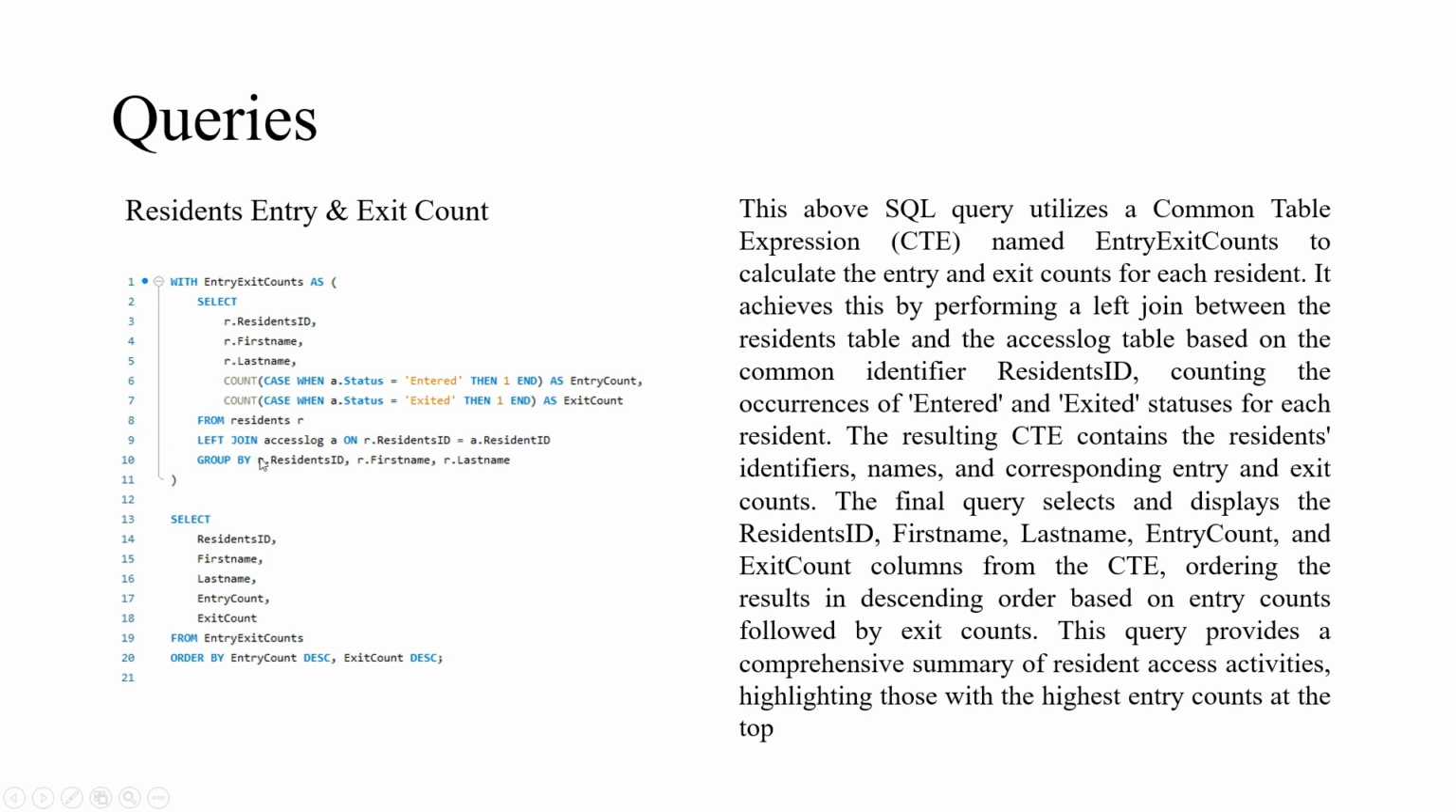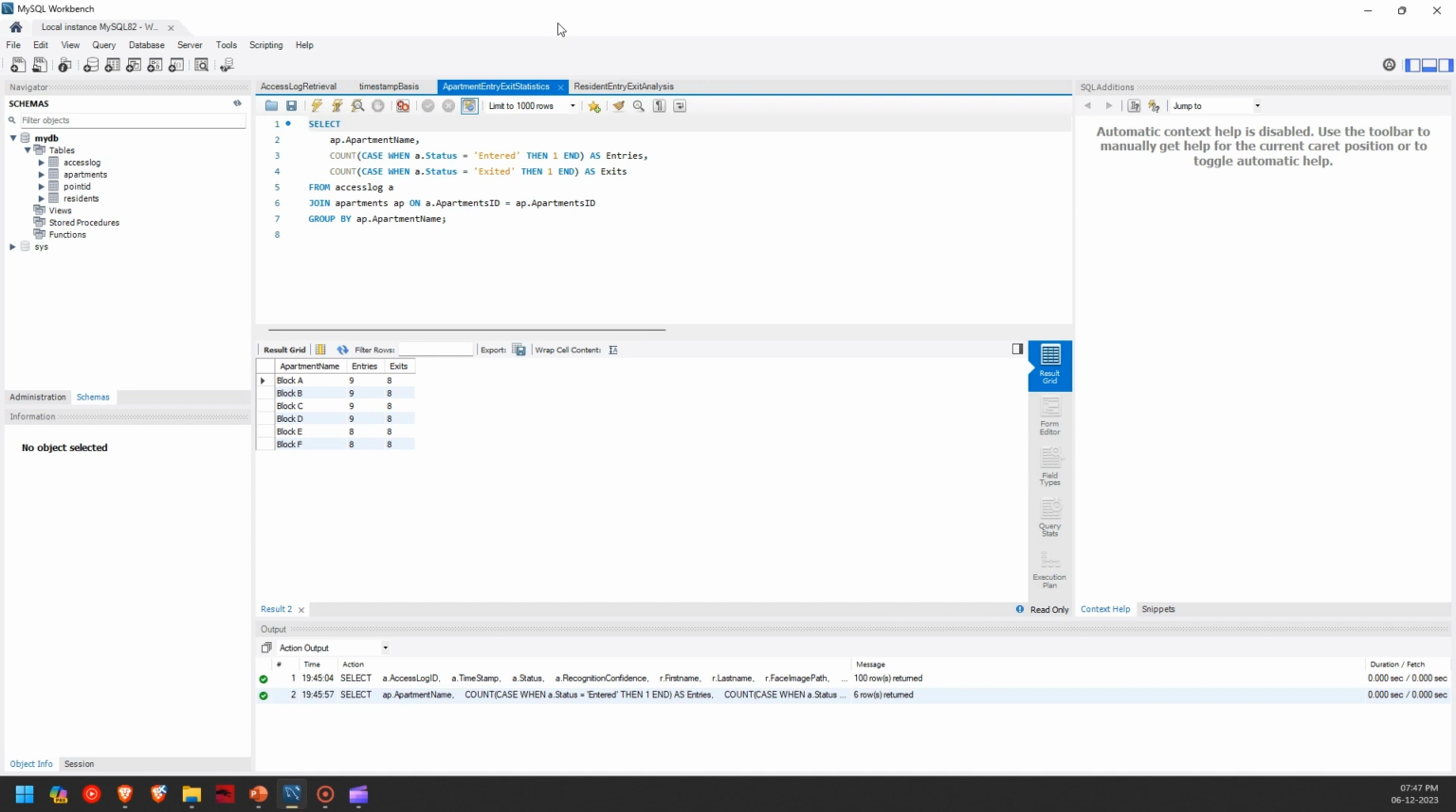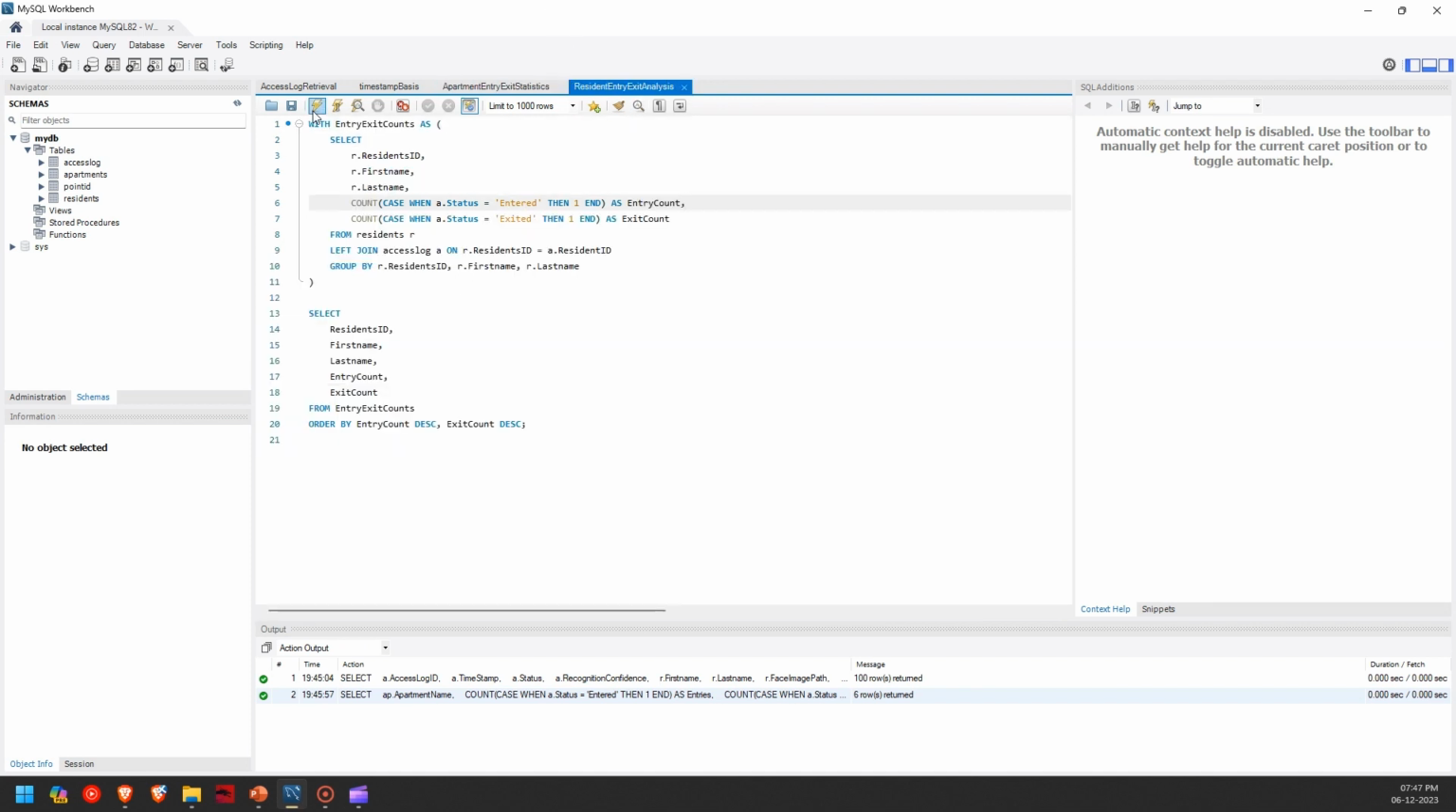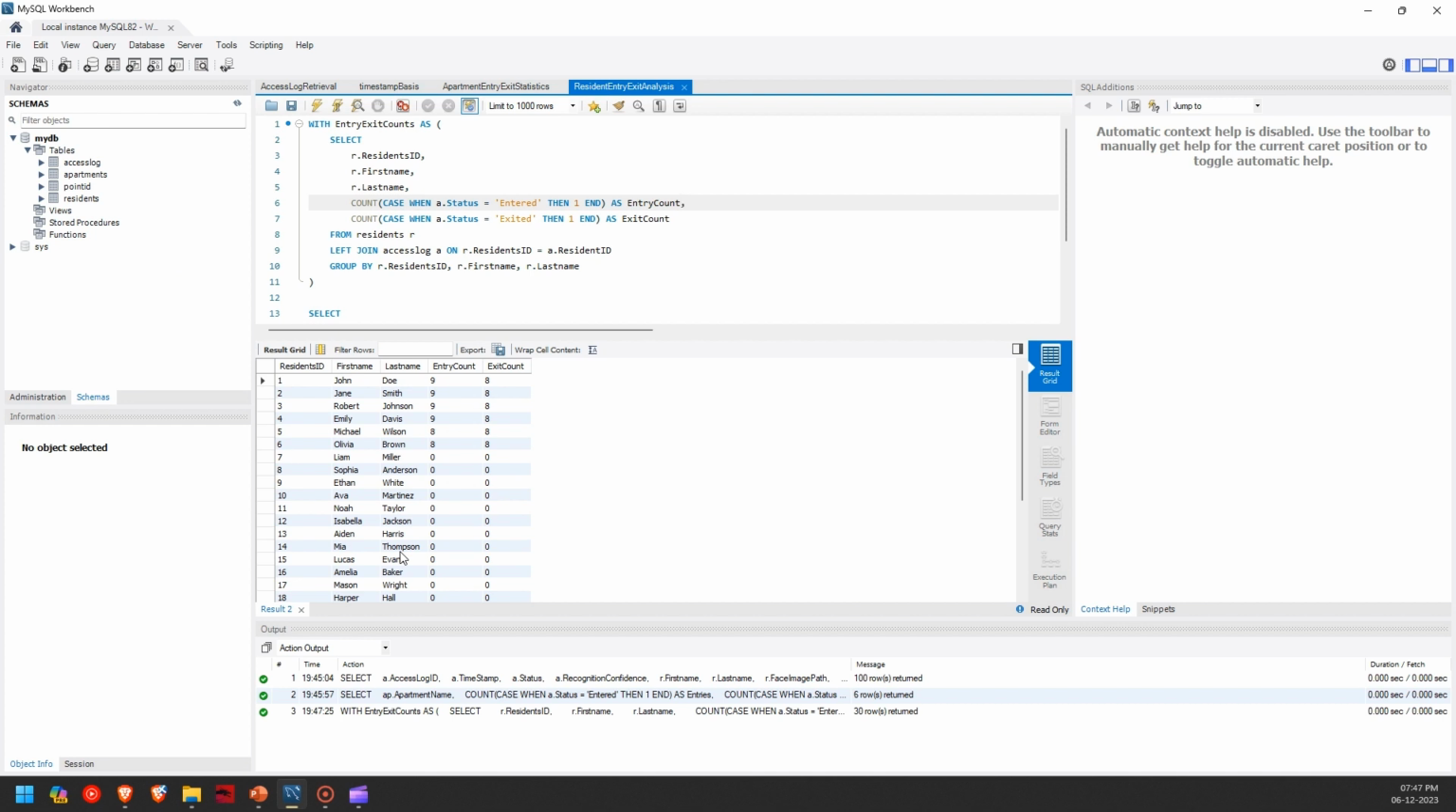From the residence table, I am joining the access log on the resident ID, merging them and grouping them by residence ID, first name and last name. Let's dive into this live example in MySQL and see the residence entry and exit analysis. If you see here, John Doe is a person who has entered and exited multiple times: approximately 9 times he has entered and 8 times he has exited. These are all the resident IDs, the residents we have, and the entry and exit counts they have made.